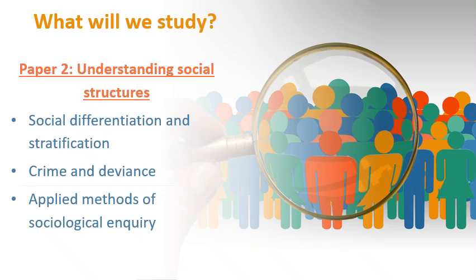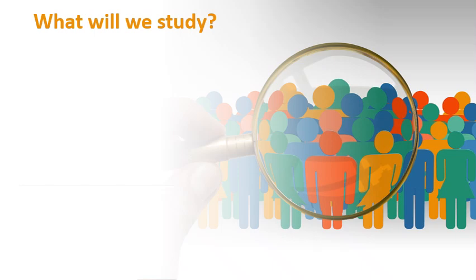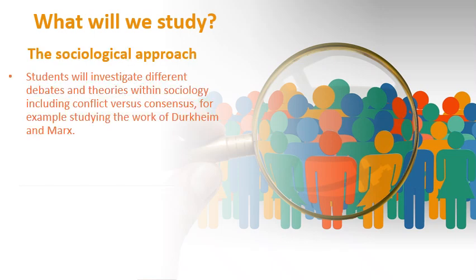You might be thinking, gosh, what on earth does all of that mean? Well, I'll go through each element of that now with you so that you can properly understand exactly what it is that we study. So the sociological approach is all to do with different theories and debates within sociology. And that's really the way that different theorists look at the world and society in different ways.